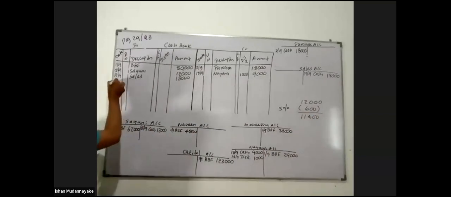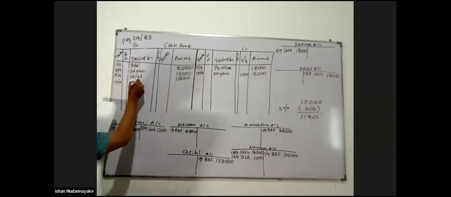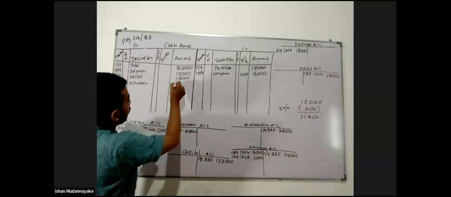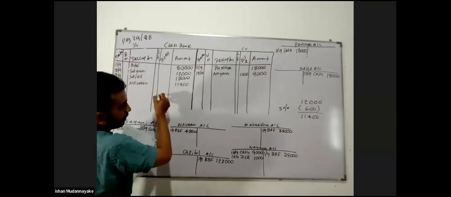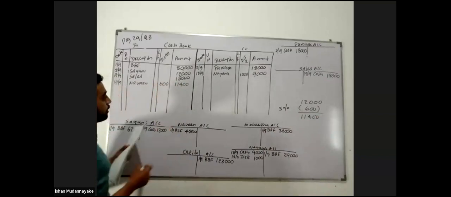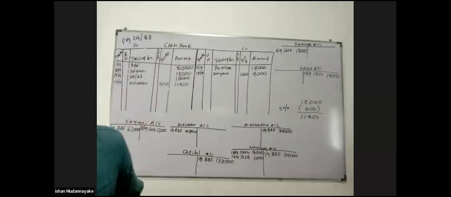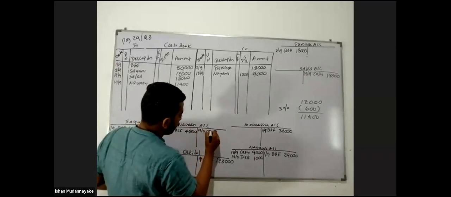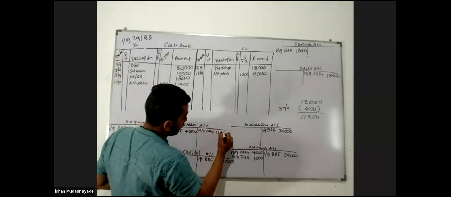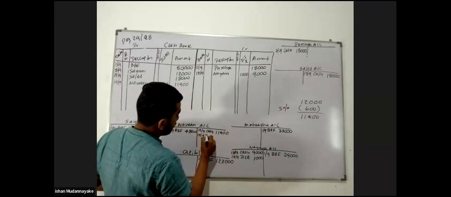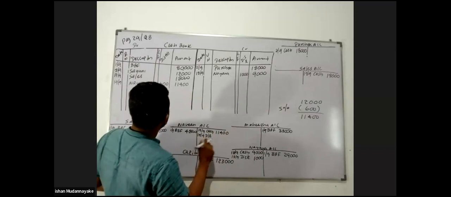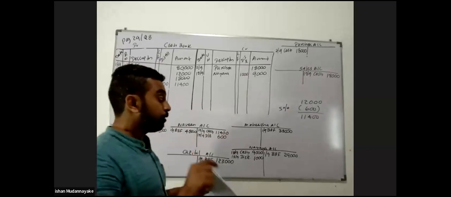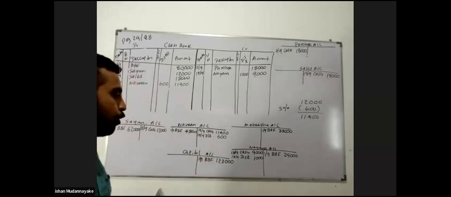Then here, 19 September, Naveen. From Naveen we received 11,400. The business collected 11,400. Discount allowed amount 600. Then Naveen account credit. 19th September, cash 11,400. 19th September, discount allowed 600. Okay, please check your answer. Lastly, homework. Okay, right.